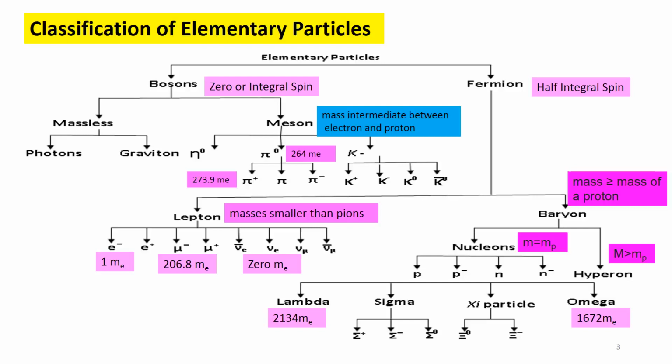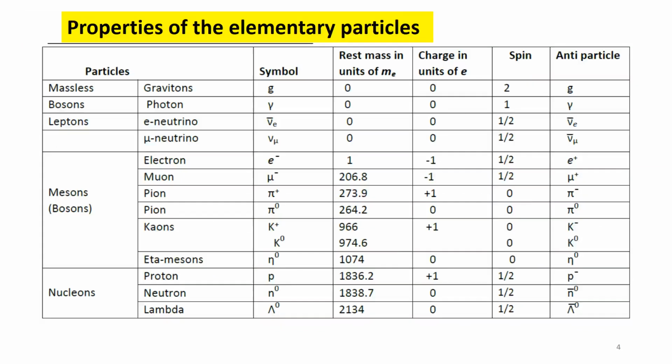Baryons having masses greater than the mass of the proton are called hyperons. Hyperons are grouped into four categories: lambda particles, sigma particles, xi particles, and omega particles. The lambda particle has the lowest mass, that is 234 times the mass of the electron. So this is the classification of the elementary particles.